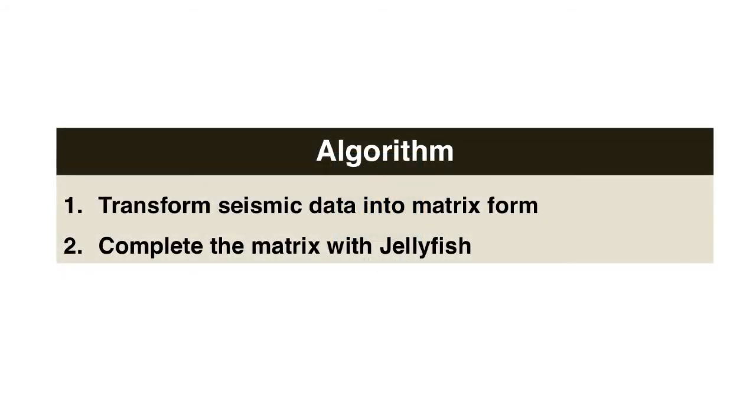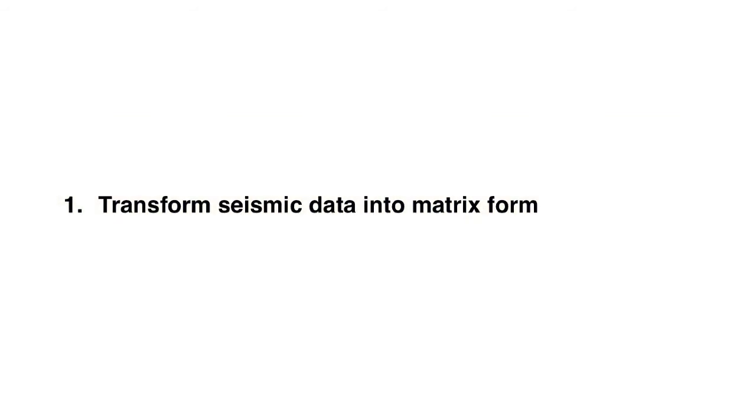To interpolate the missing seismic data, we use a two-step algorithm. The first step transforms the seismic data into a matrix that is in the appropriate form for Jellyfish to complete. In the second step, we complete the matrix using Jellyfish.